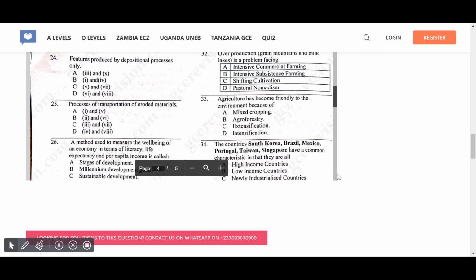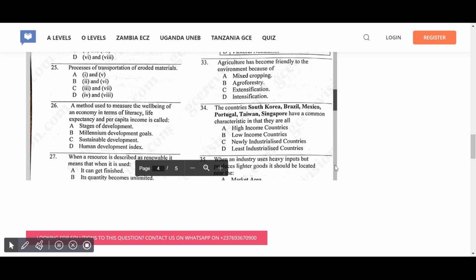Question 34. The countries South Korea, Brazil, Mexico, Portugal, Taiwan, Singapore have a common characteristic in that they are all... The answer is C. They are newly industrialized countries.